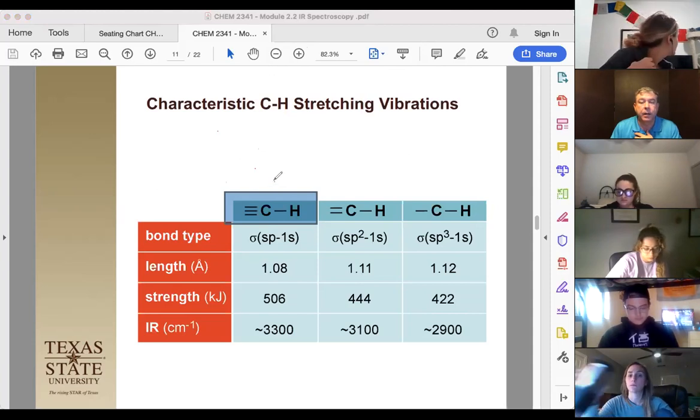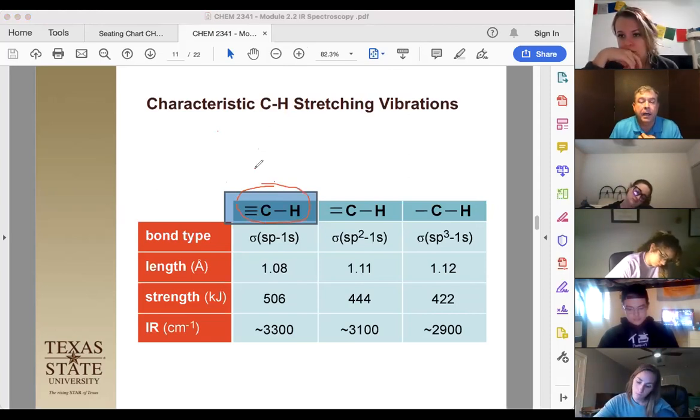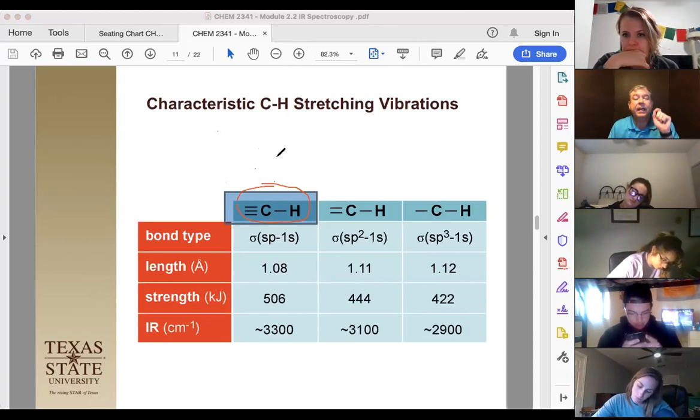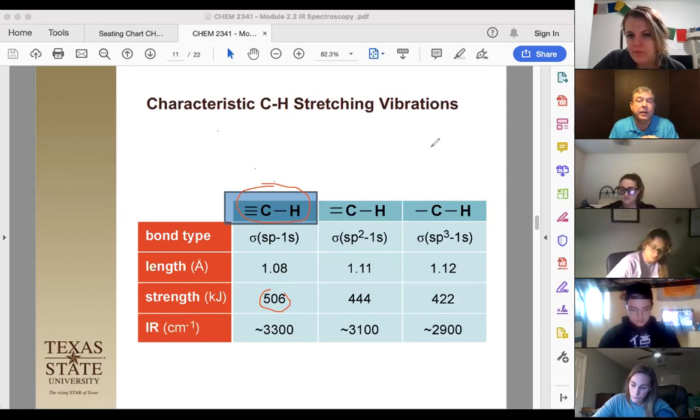Our carbon is sp hybridized here, and so it has a shorter bond to hydrogen. If it has a shorter bond, that leads to a higher wavenumber because it has a higher bond strength. So notice that the range for the carbon hydrogen bond was 2800 to about 3300. That's because the alkynyl hydrogens are higher at the 3300 part, and they're a nice sharp peak.